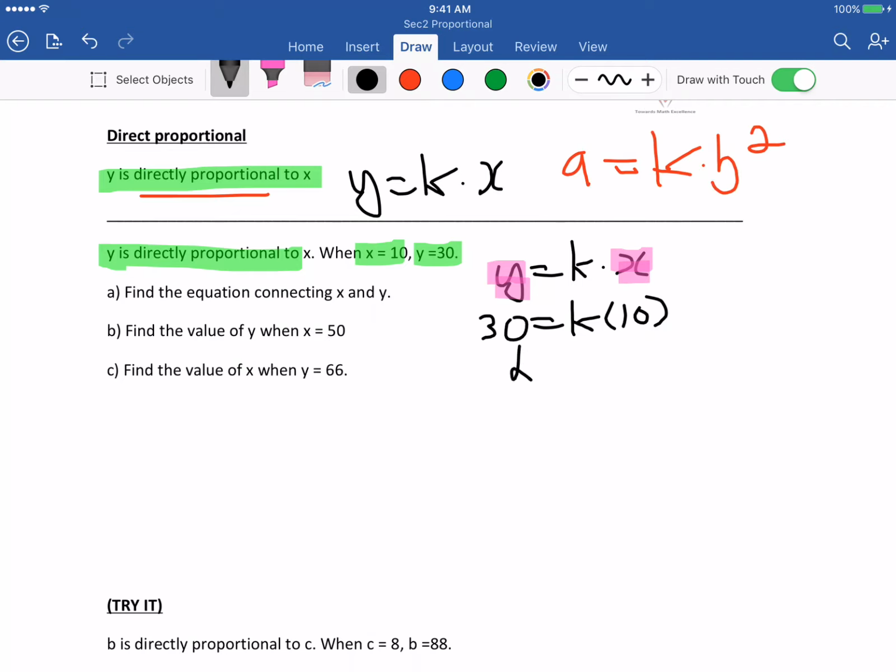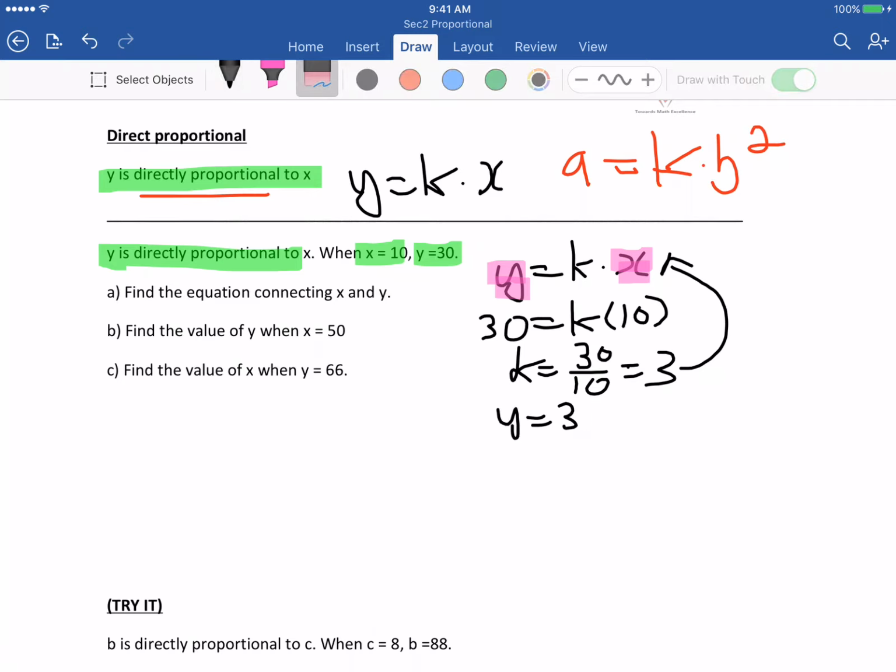To find k, we divide 10 on both sides. So it's 30 over 10, which equals 3. Once you find the value of k, you need to sub it back in. So the equation, instead of writing y equals kx, should be y equals 3x. That should be the answer.